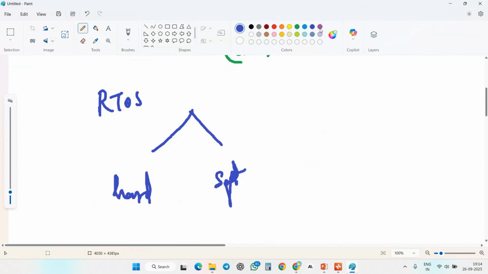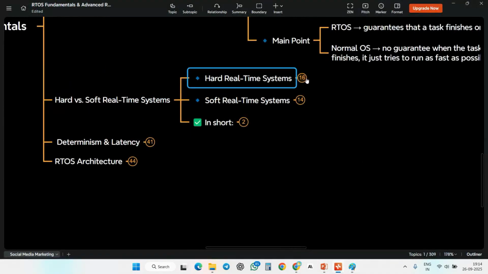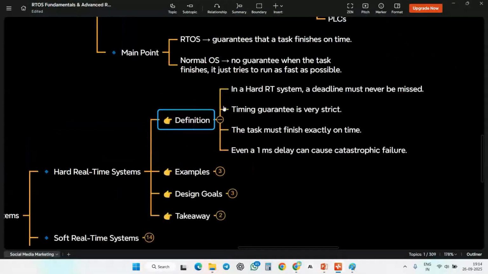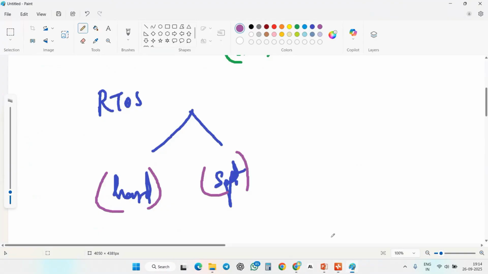So what is meant by hard and what is meant by soft? We are going to see the two differences. First of all, the hard real-time definition: hard real-time must maintain the deadline. The deadline must never be missed. For example, if you have been given a deadline of 10 milliseconds, it should be completed within 10 milliseconds or less. It shouldn't go above 10 milliseconds.